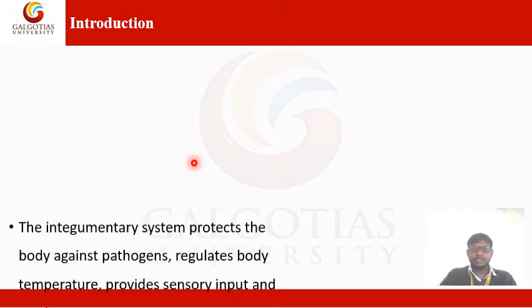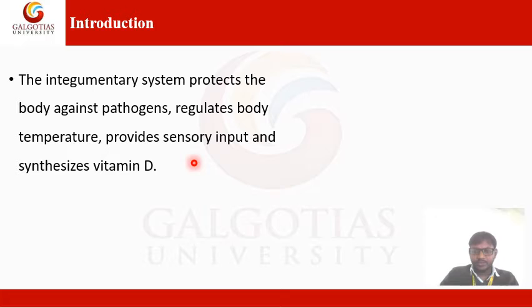The integumentary system can protect the human internal organs, regulate the body temperature, provide sensory input, and synthesize vitamin D. The skin can do all these things. It provides protection from pathogens. Pathogens are mostly present in the environment.